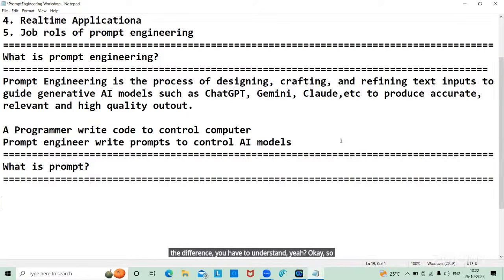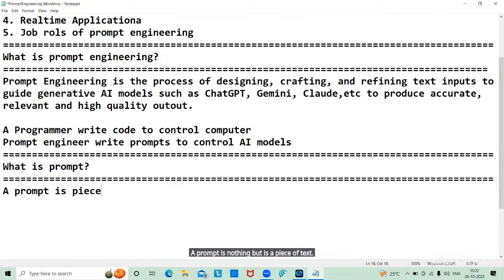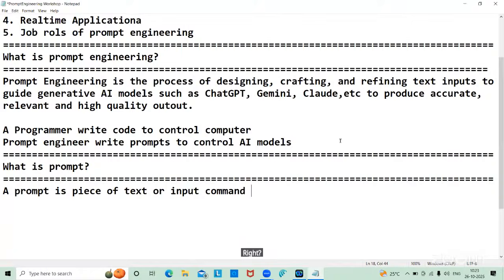So what is a prompt? A prompt is nothing but a piece of text or input command that tells an AI model what to do.